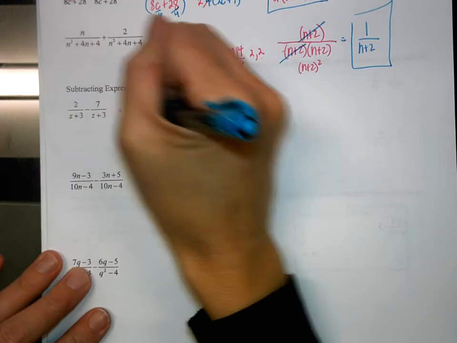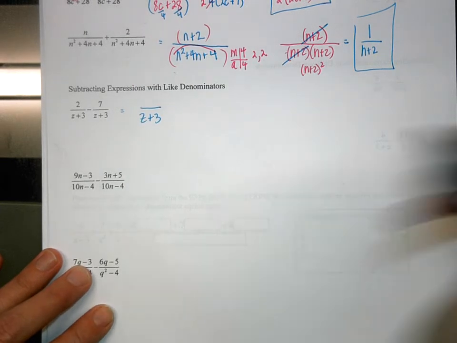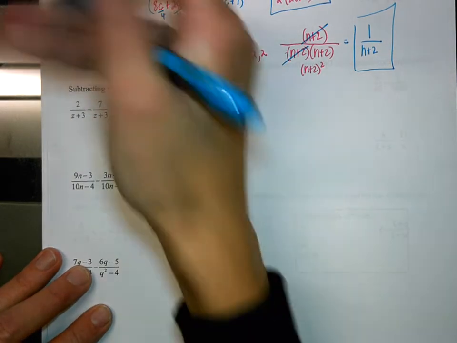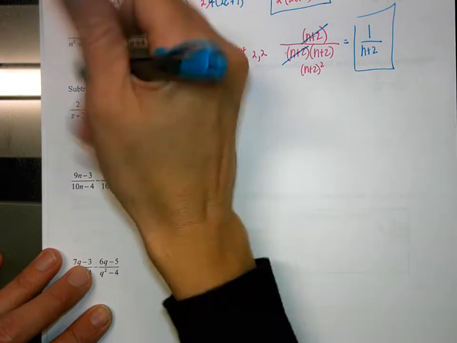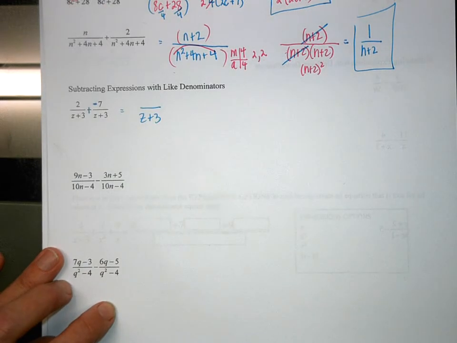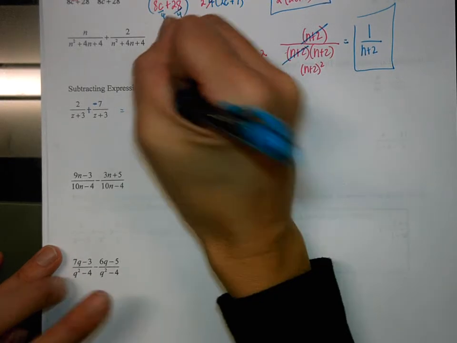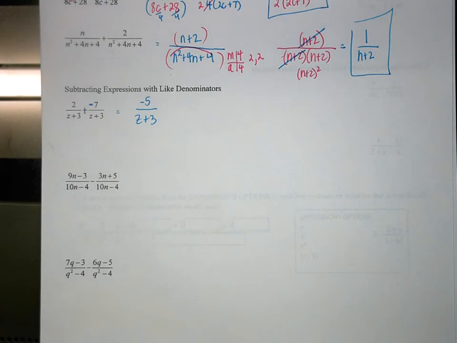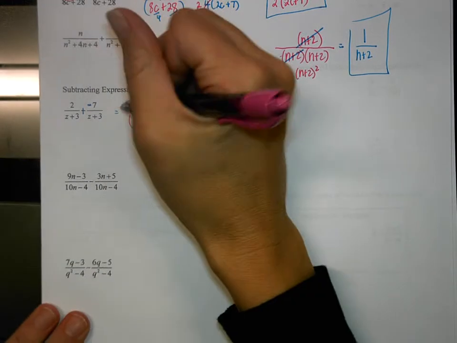All right, so these are like denominators. We're going to keep our denominator the same. Okay, and then this minus sign goes and distributes to everything on the top. There's only one term right there, so that 7 becomes a negative, and then we can now change that to a positive. What is 2 minus 7? Negative 5. Can I reduce anything? No, because these are stuck together, right? So this is my answer.